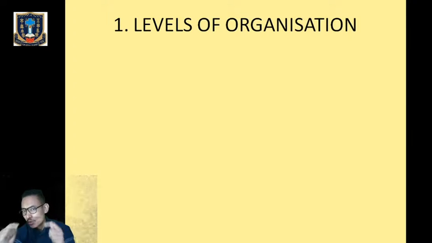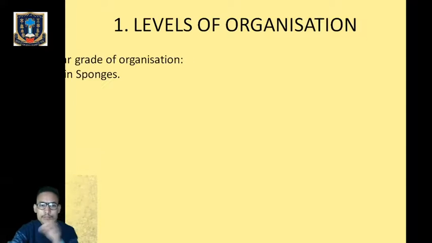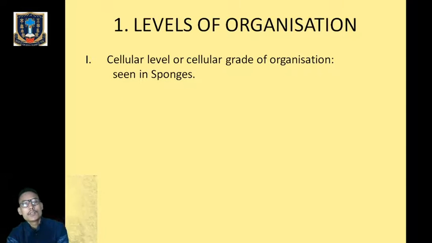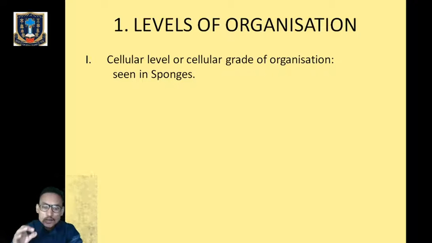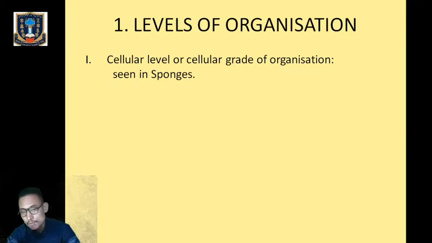So when we are going through level of organization, you have to remember that it's cellular level, tissue level, organ level, and organ system level. Okay, so let's check it out. The first one is our cellular level, or cellular grade of organization. Okay, so all the animals will show this level of organization. So the first level, the cellular level, is mainly seen in sponges, and sponges belong to which phylum? The sponges belong to the phylum Porifera.